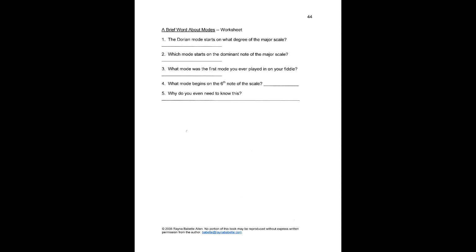Question 4. What mode begins on the sixth note of the scale? That mode is the Aeolian mode. And question 5, why do you even need to know this? You need to know these words, or at least have heard them, because there's a lot of fiddle tunes played in modes.